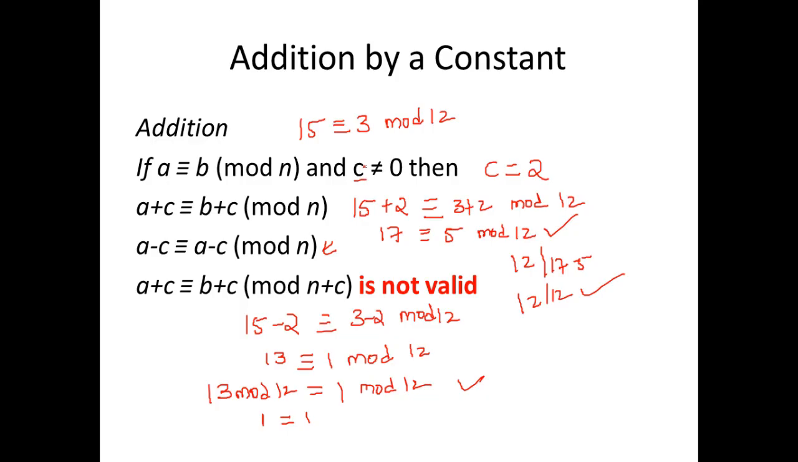So when you add an integer constant on both sides, that will also hold. So A plus C is congruent to B plus C mod n. Likewise, A minus C is congruent to, this is actually B minus C mod n. That's a typo there. But this is not valid. You cannot add a constant to n. A plus C is not congruent to B plus C mod n plus C. So these are some of the properties of congruence.